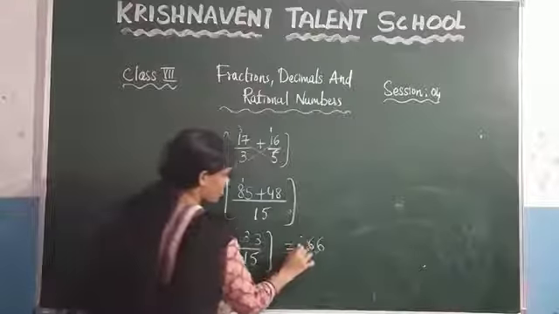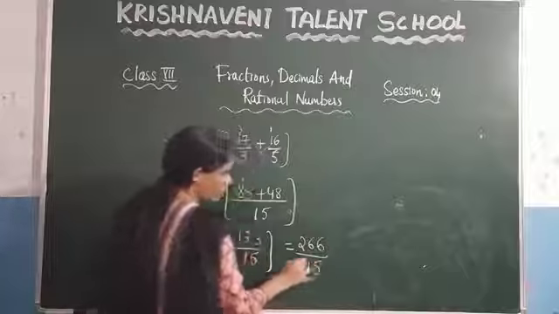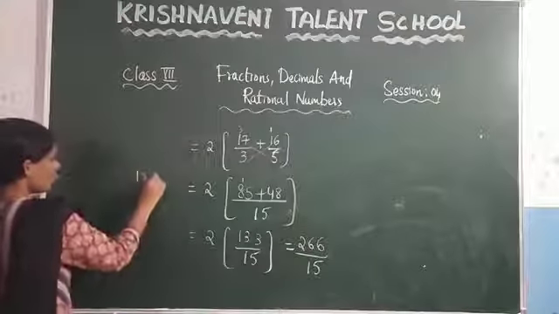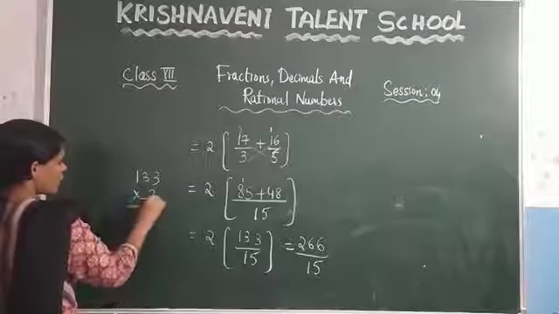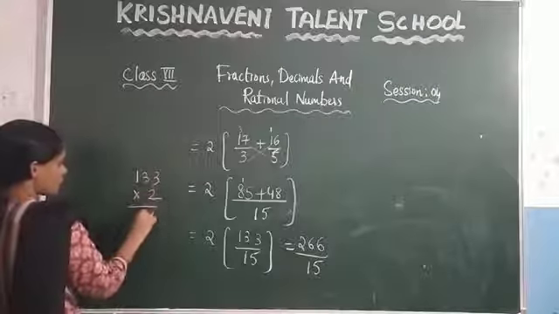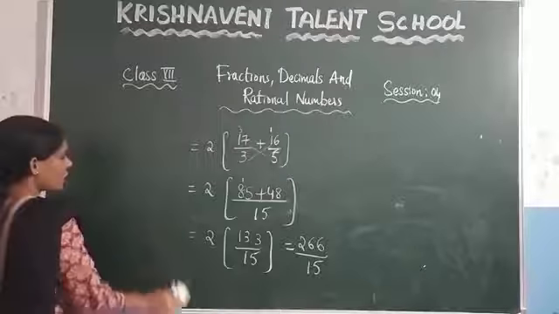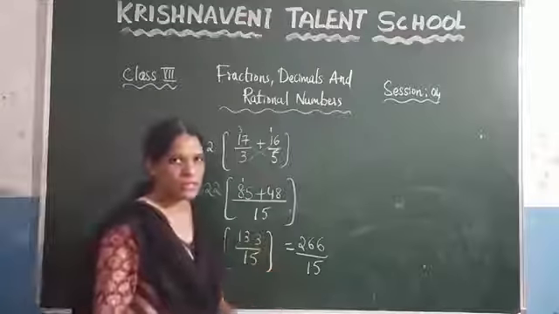2 1s are 2. You are getting 266 by 15. Here directly you can calculate. Otherwise, if you want to do, you can do it here. 3 2s are 6. Similarly 3 2s are 6. 2 1s are 2. And now you need to convert this improper fraction into the mixed fraction.